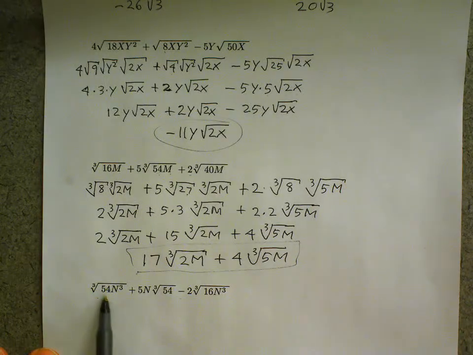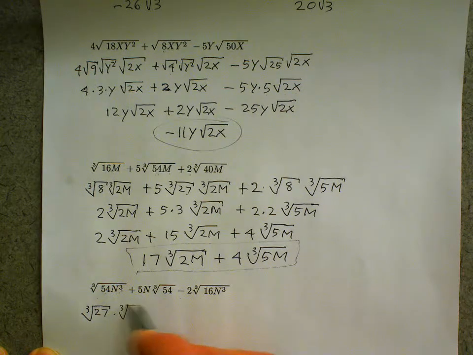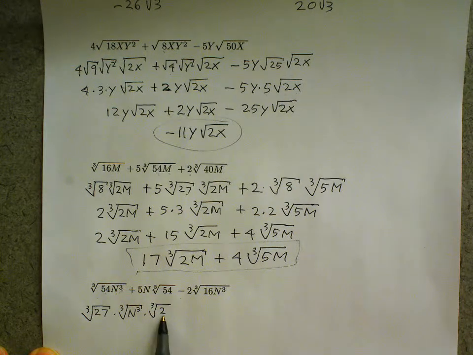Okay, starting on the left, the largest factor of 54 that's a perfect cube is 27. 27 times 2 is 54. n to the third is a perfect cube because the exponent 3 is a multiple of 3. So we'll rewrite the first term as the cube root of 27 times the cube root of n to the third times the cube root of 2. That's the leftover factor inside the radical.